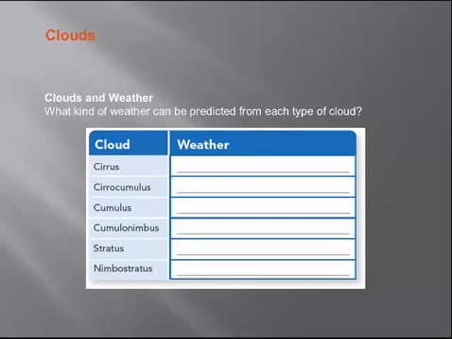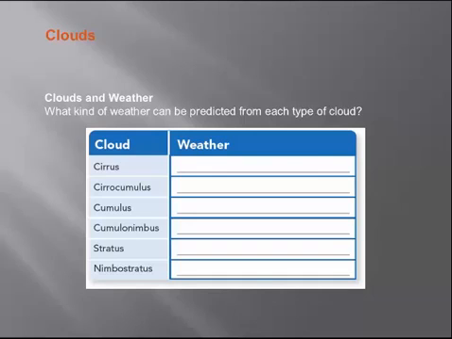So, clouds and weather. What kind of weather can we predict from each type of cloud? Thinking back to that last slide, a cirrus cloud, what type of weather does it give us? A cirrocumulus cloud, a cumulus cloud, a cumulonimbus, a stratus, and a nimbostratus. What type of weather do we get from each one?